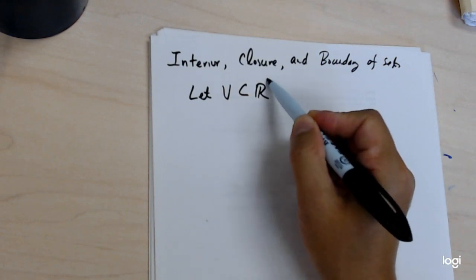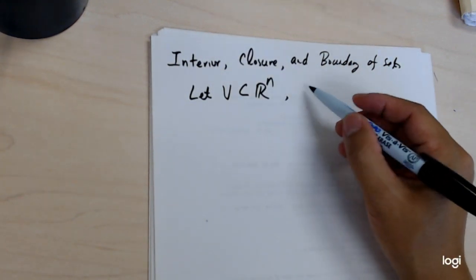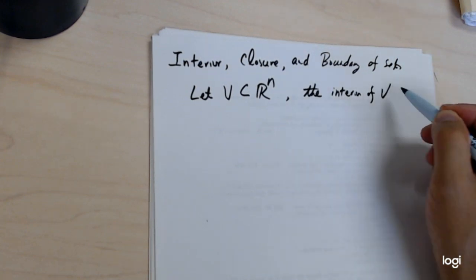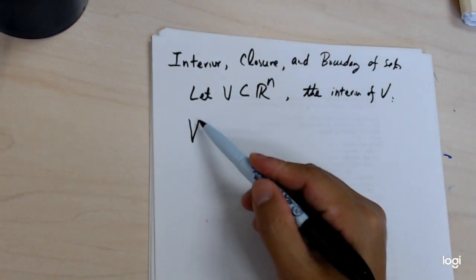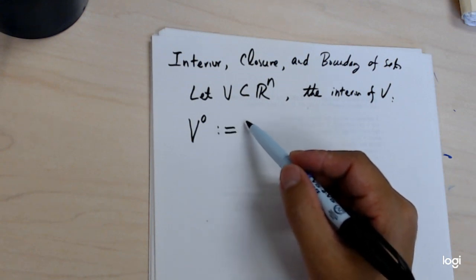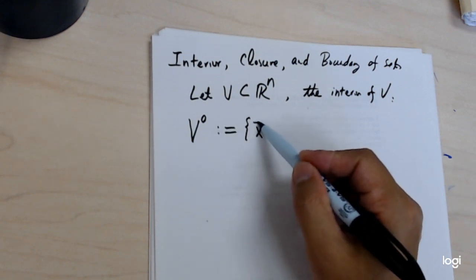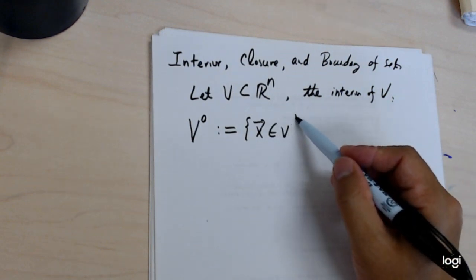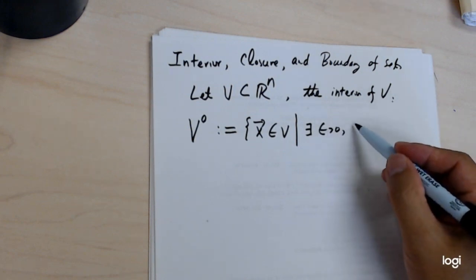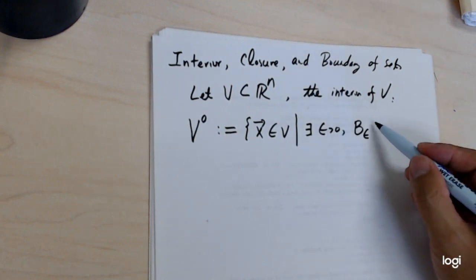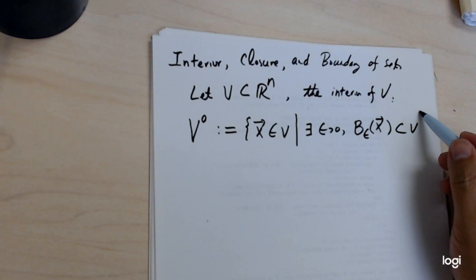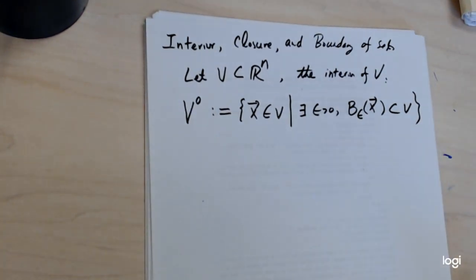Take a random set V in Rn. What is the interior? The interior of V, here's the notation for it, I put an O here. It's defined to be all the x in V such that there is an epsilon where the ball centered at this point is part of V. So that'll make this an interior point.